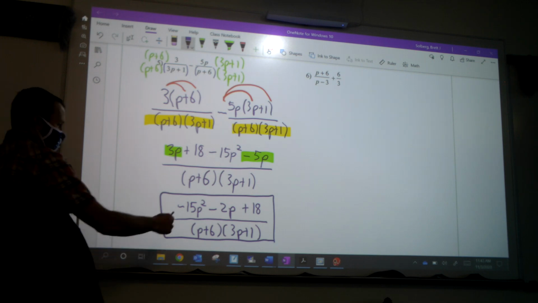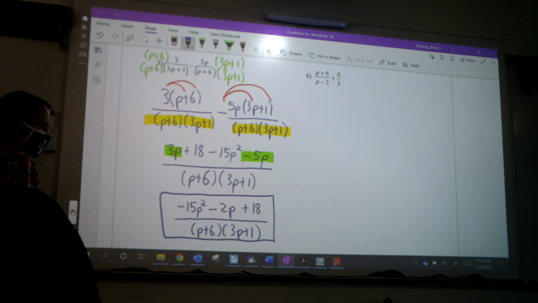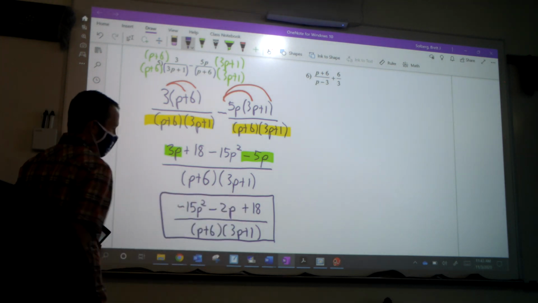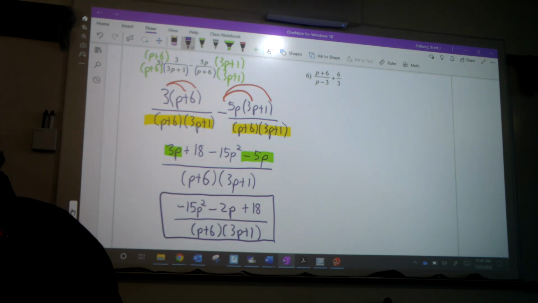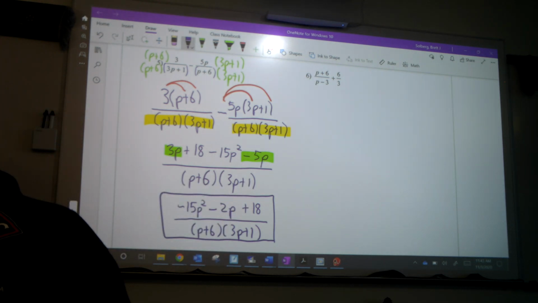Now, I'm checking this top for a common factor. There isn't one. Technically, we should check to make sure if that factors, but this gets ugly real fast because we would times negative 15 times 18. That's a really big number, and say what multiplies to that, and that's negative 2. I'm pretty sure that doesn't factor, so we just leave it there. Okay?